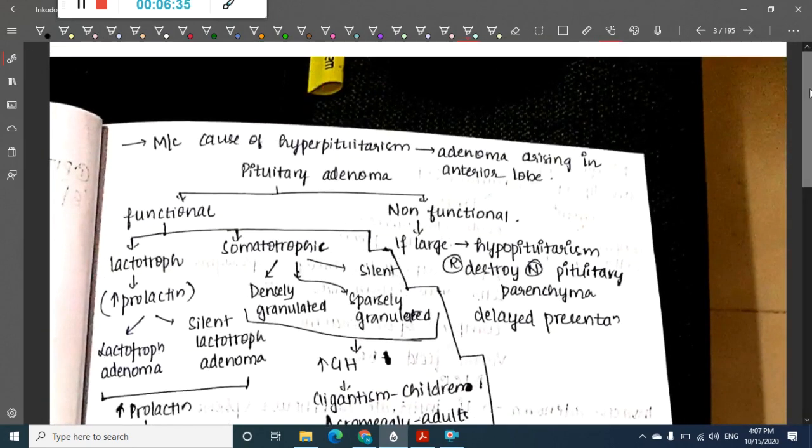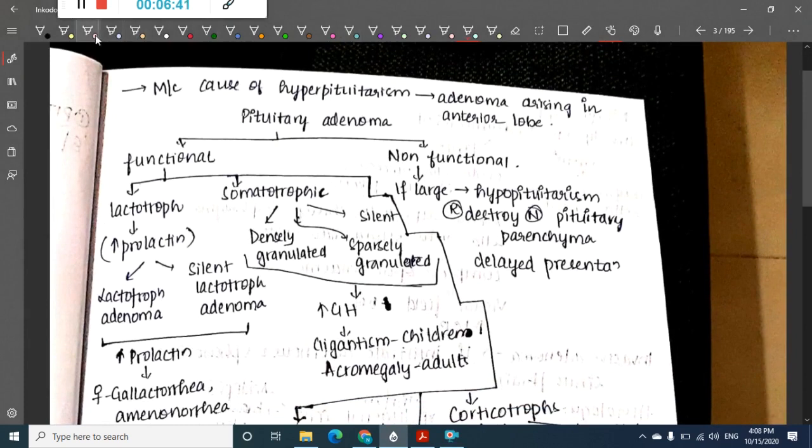Then if you see what is the most common cause of hyperpituitarism. If you were asked what is the most common cause of hyperpituitarism, the most common cause is adenoma, that too microadenoma, which is arising from the anterior lobe. In this adenoma also it is mainly microadenoma, arising from the anterior lobe. Okay, most common cause is microadenoma.